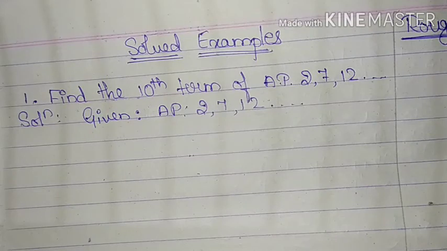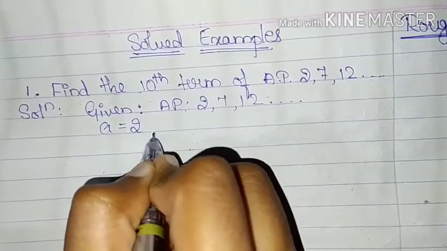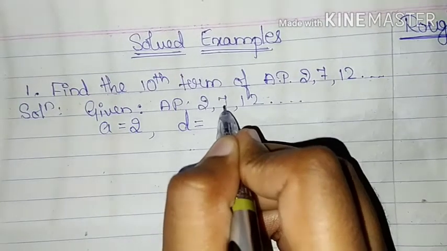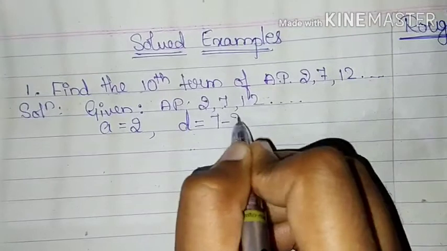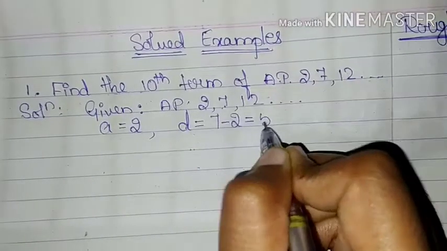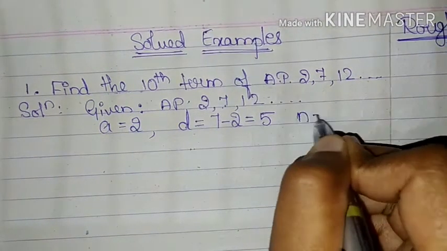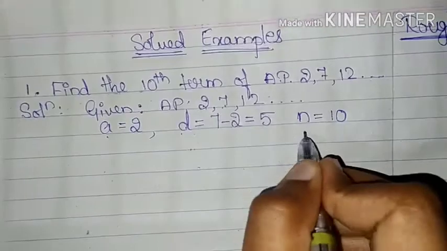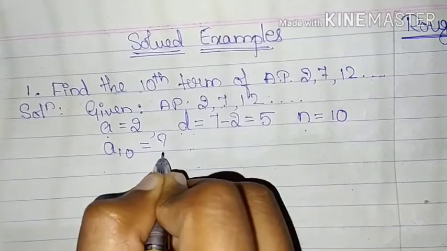Now in this AP, A is equal to 2. D, we have seen in previous examples, is always the difference between consecutive terms, so it is 7 minus 2, which is equal to 5. And what they have asked us is to find the 10th term. That means n is equal to 10. Now we have A, D and n, and we need to find A10. It is equal to how much?